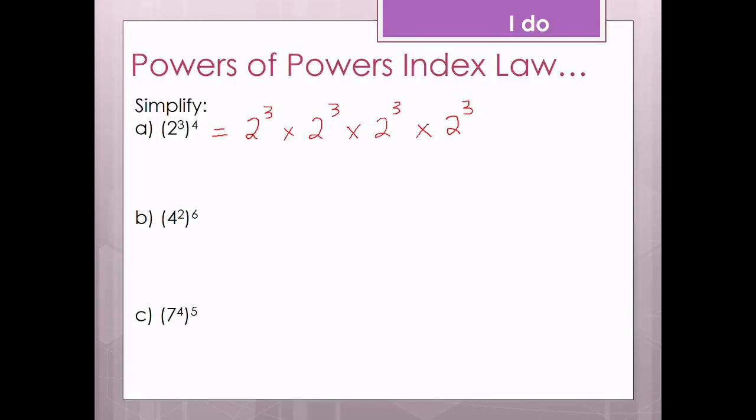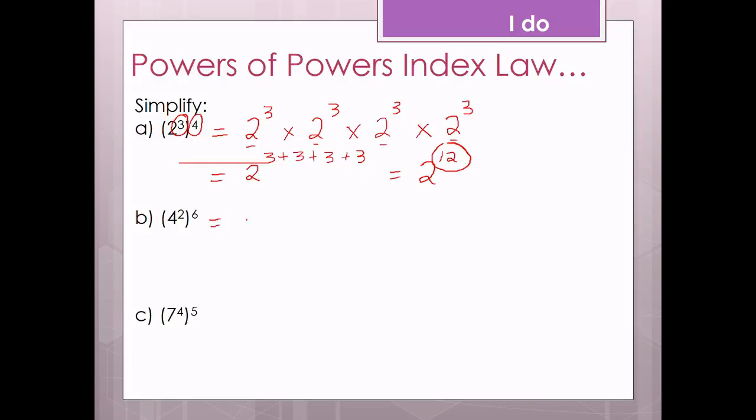Now, what we learnt last week was that when the bases are the same, and you can see they all are, and we're multiplying, we simply add the powers together. So when I simplify this, I go 2 to the power of 3 plus 3 plus 3 plus 3. And you can see that 3 plus 3 plus 3 plus 3 equals 12. So the final answer for that first one is 2 to the power of 12. What I also suggested to you in the live lesson last week is, can you see something that links those two powers, the 3 and the 4, with the final answer being 12?